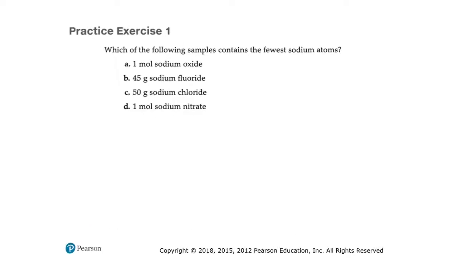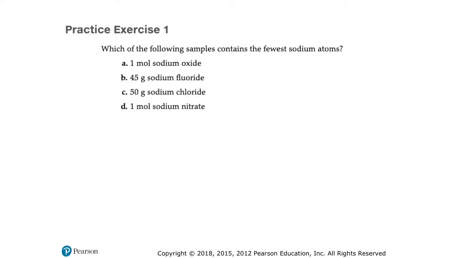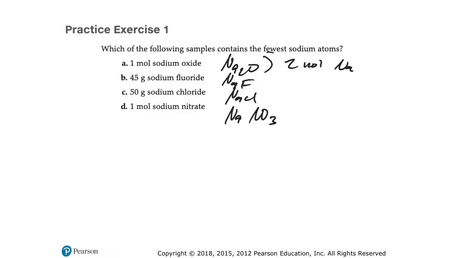Okay, so let's look at a practice exercise here. Which of the following samples contains the fewest sodium atoms? If I have a mole of sodium oxide, 45 grams of NaF, 50 grams of NaCl, and then 1 mole of NaNO3. Okay, so this is a tricky question in a way just to look at the answer. Something we might have to think about this. So we have a mole of sodium oxide, we're going to have 2 moles of sodium present. If I have a mole of sodium nitrate, I'm only going to have 1 mole of sodium present.